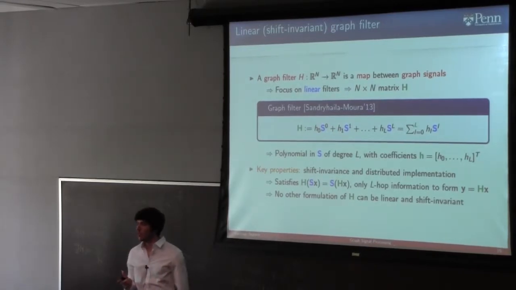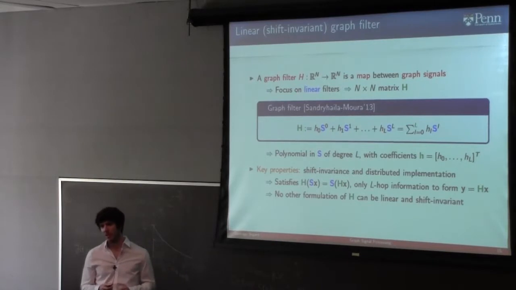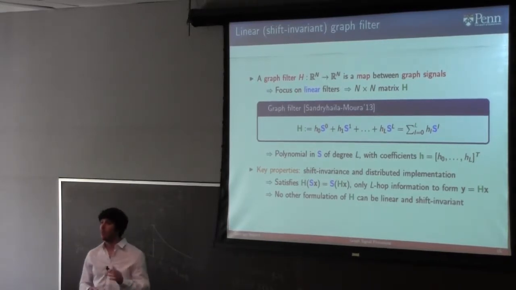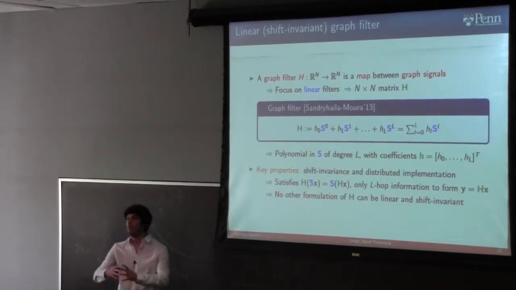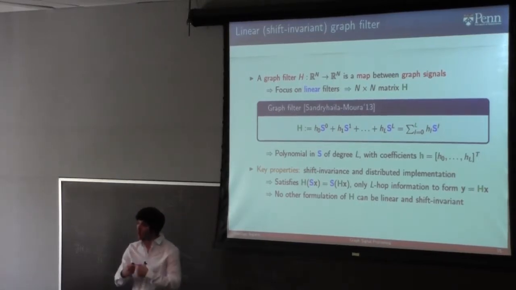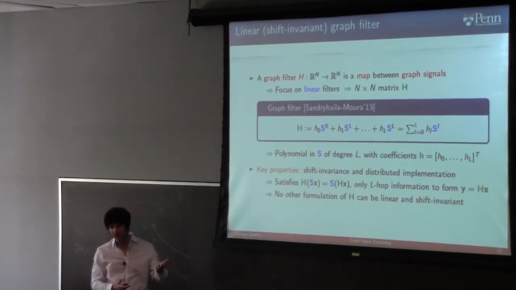The more practical reason why we are interested in this kind of H is that they are still local operators. You can implement them locally, depending on the degree L, of course. If you have a massive network and you want to apply a filter of degree 3, then each node can apply it locally by knowing the information in its three-hop neighborhood. Because, as we said before, S is a local operator, and the filter is just summing different powers of S.